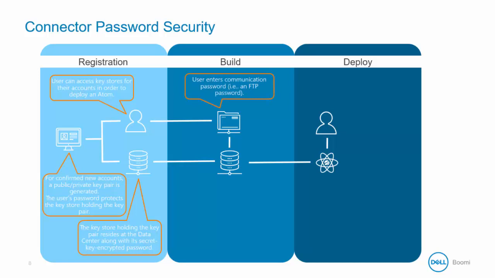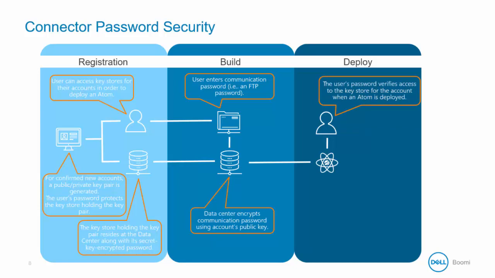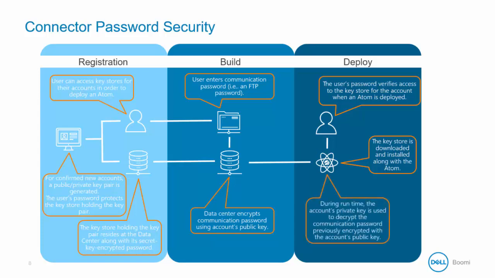And when you connect to an application, in this example an FTP, you enter your username and password for that FTP. The data center then encrypts the FTP communication password using the account public key. So when you deploy a process, your password verifies access to the key store. The key store is downloaded and bundled with the process. And then during runtime, your private key is used to decrypt the password previously encrypted with a public key.